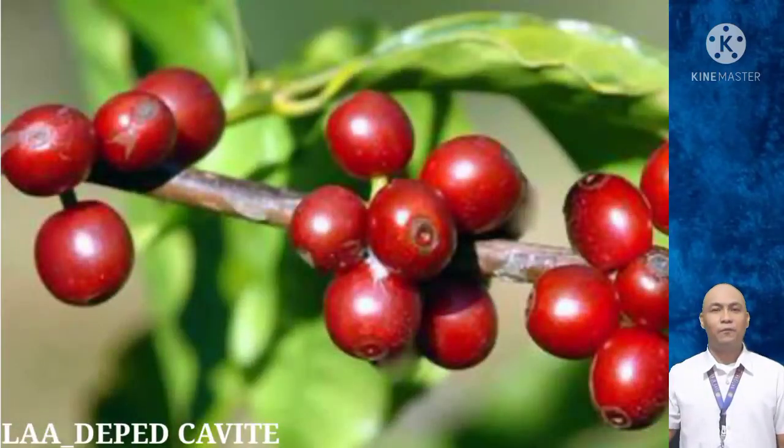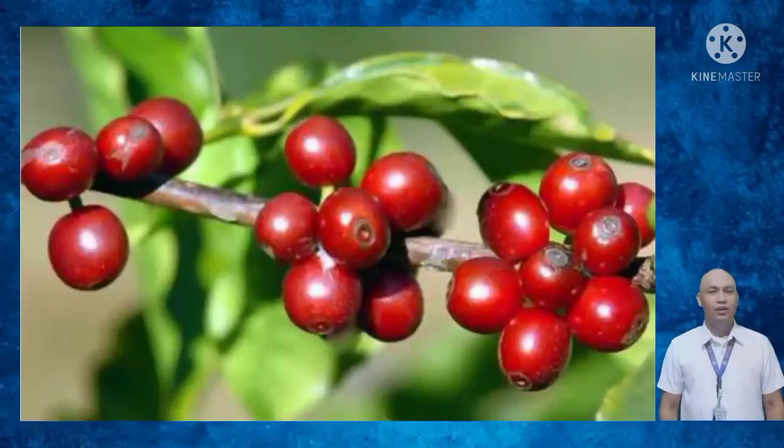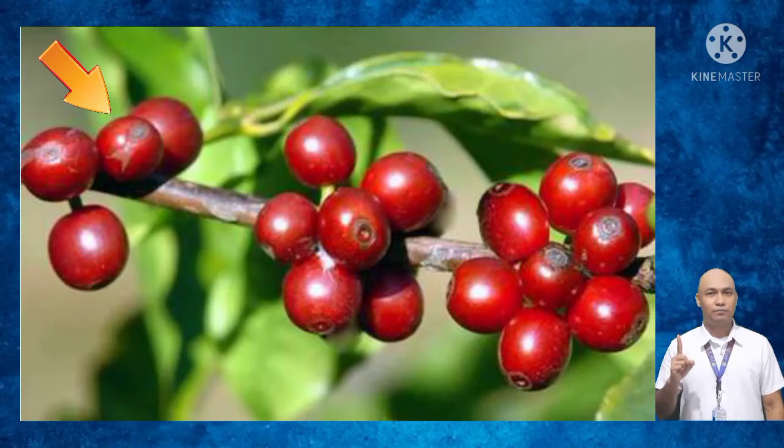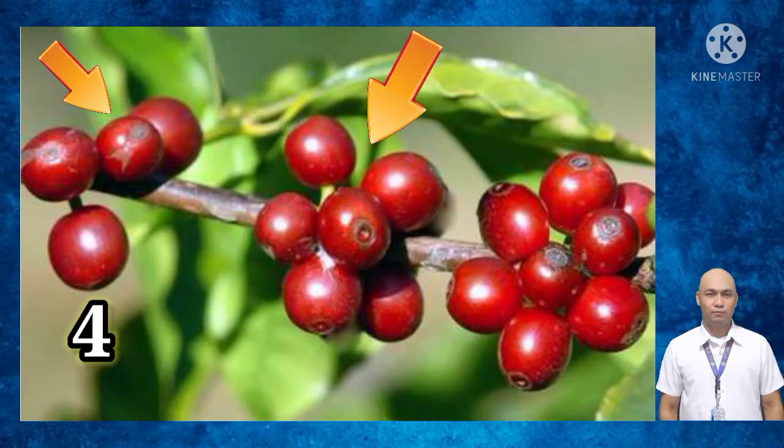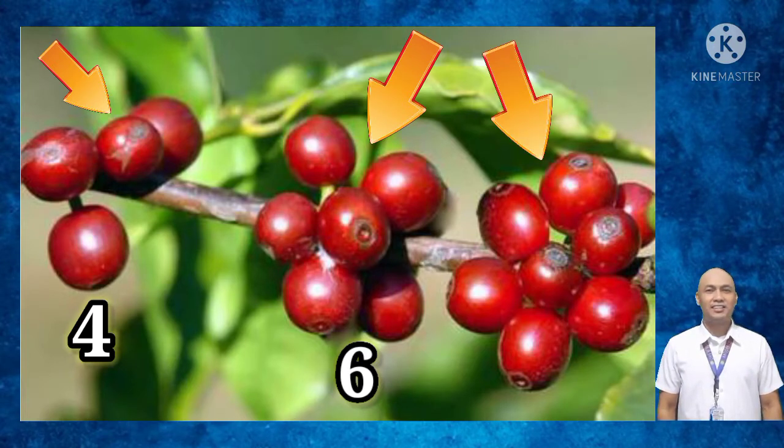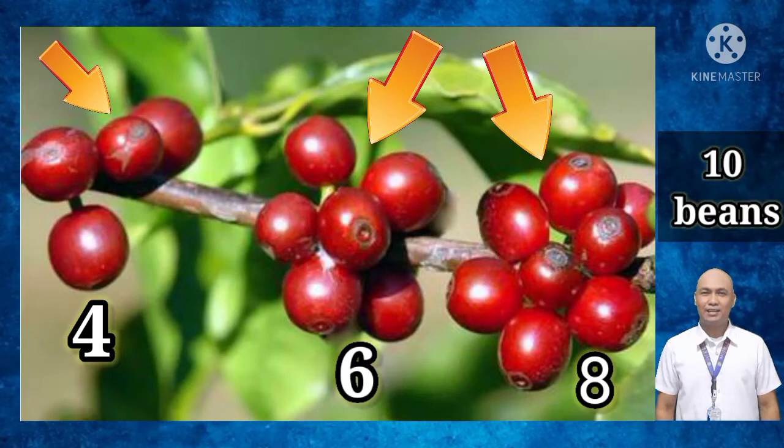Look at the picture of coffee beans. What can you say about the arrangement of the beans or the fruits? You are right. The beans seem attached in an orderly way. How many beans are there in the first group? Correct. There are 4 beans. In the second group, did you count 6? Very good. How about in the last group? Yes, there are 8 beans. If the pattern continues, how many beans are attached in the next group? Amazing! There are 10 beans.